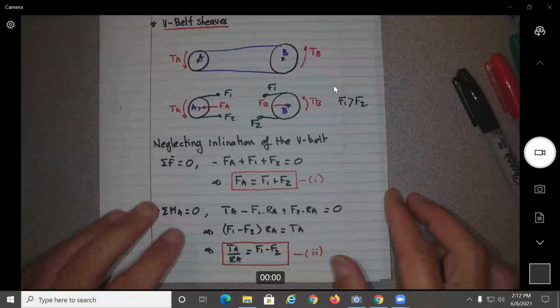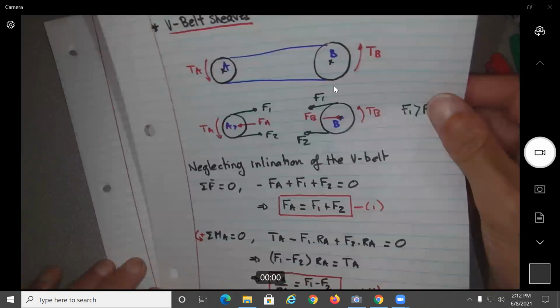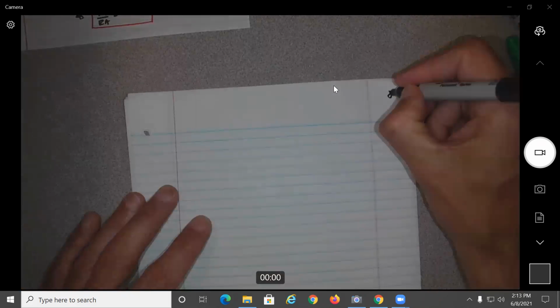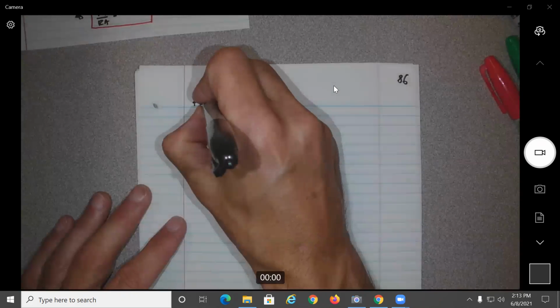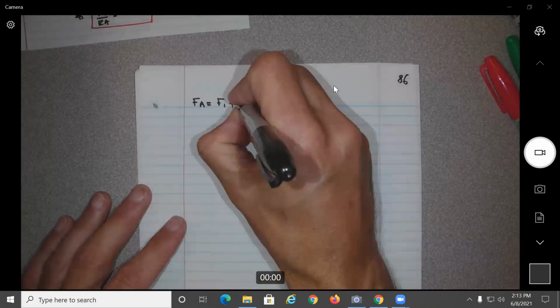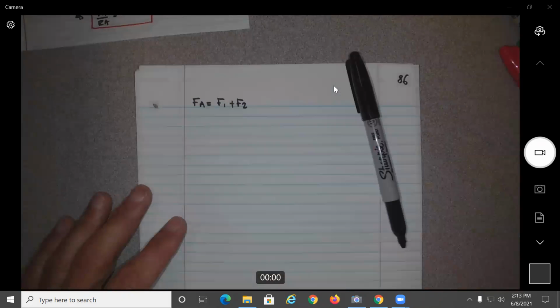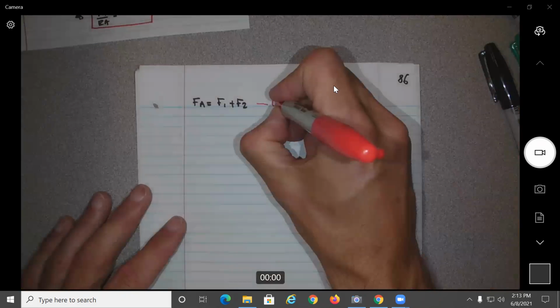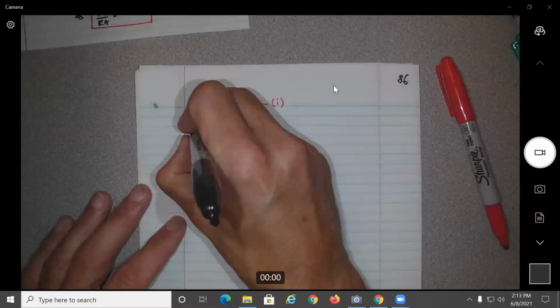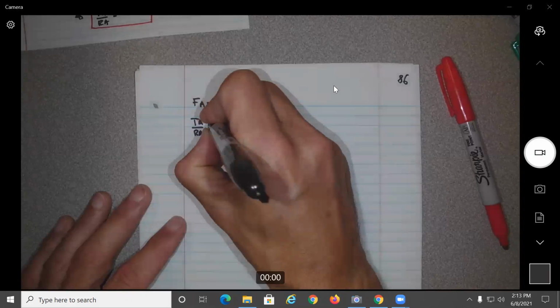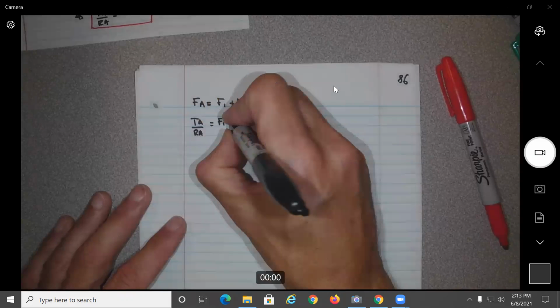All right, so let me just rewrite these two equations. The first equation is no problem at all: F of A equal F1 plus F2. This is our first equation. But then the second one is TA over RA equal to F1 minus F2.